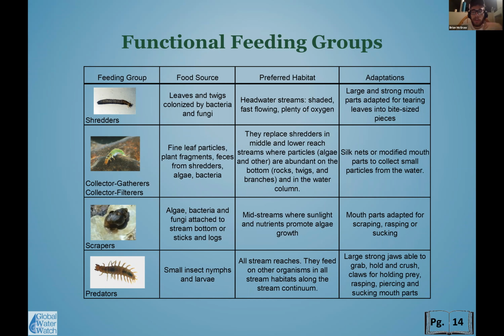Hey, Eric, I have a question. When you said that we are likely to find more macroinvertebrates in the larval stage, is that just because they die as they get older? It's because they spend most of their life in that stage. Okay.